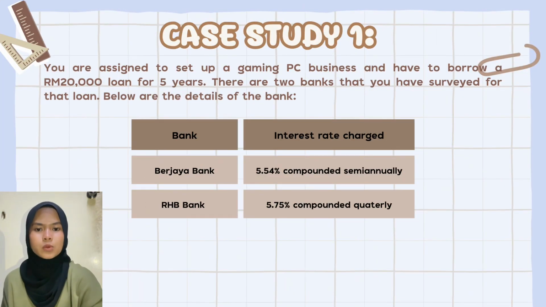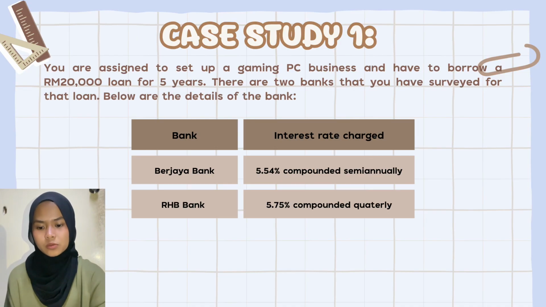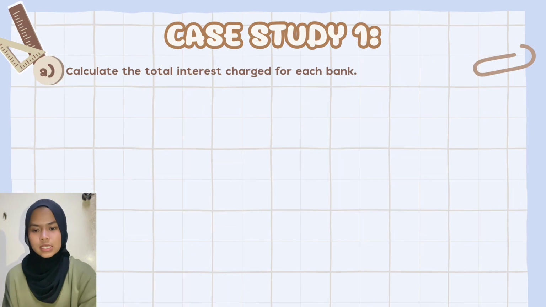Hi everyone, now we will be discussing question case study 1E. You are assigned to set up a gaming PC business and have to borrow a 20,000 ringgit loan for 5 years. There are two banks that you have surveyed for that loan. First option is Berjaya Bank with 5.54% compounded semi-annually interest rate charge. Second option is the RHB Bank with 5.75% compounded quarterly interest rate charge. The question given, calculate the total interest charge for each bank.